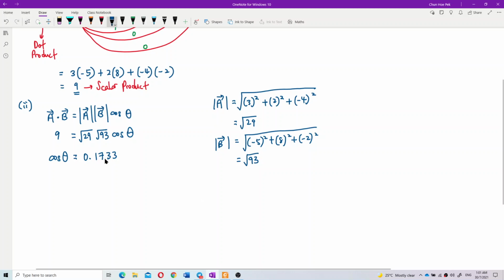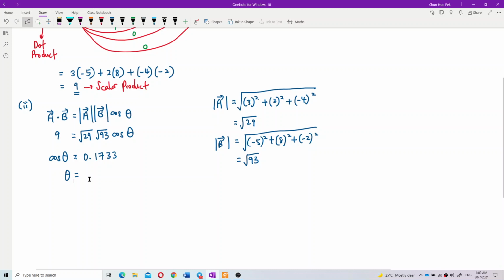So we need to do anti-cosine. Let's press the anti-cosine. Remember to change your calculator into degree, not radian. Don't look at the symbol there. It is degree, not radian. Your calculator must be in degree. If you get radian, then it's wrong.